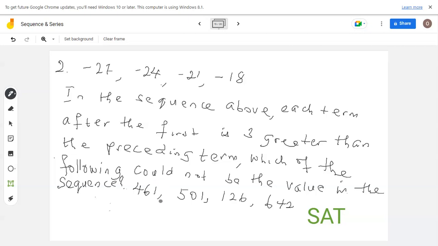Therefore, to find which of the values could not be found in the sequence, you will divide all these numbers by 3: 461, 541, 126, and 642. If you divide 461 by 3, you discover that 3 cannot go exactly. But all these other numbers, 541, 126, 642, can be divided by 3. It shows 461 is the value that cannot be found in the sequence. So the answer is 461. Now let's go to the next question.